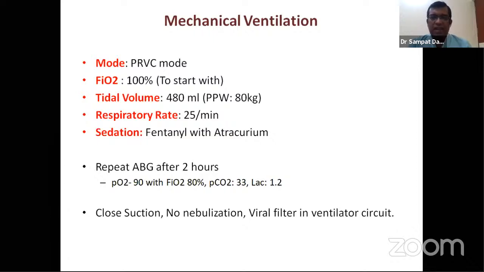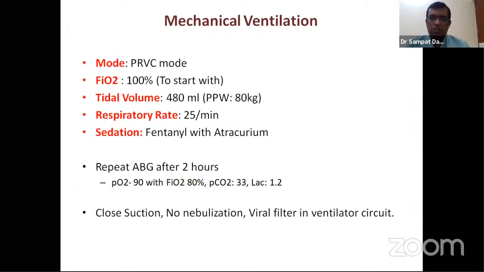I started with a tidal volume of 480 ml. I'm using 6 ml per kg body weight. The predicted body weight as per the height was found to be 80 kg. I set a respiratory rate of 25 per minute. The patient needs to be sedated and paralyzed in the initial 48 hours. That's a must. The ABG was repeated. The PO2 has actually increased a bit with FiO2 of 80%. The carbon dioxide has come down. The lactate has also come down.